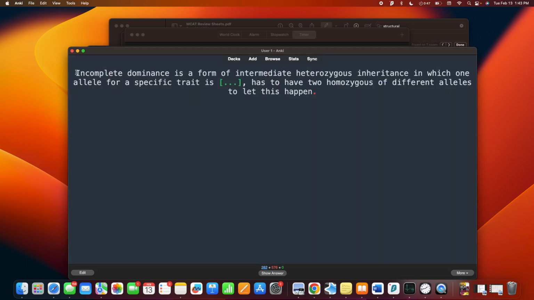Incomplete dominance, like getting green from the blue and yellow alleles, is a form of intermediate heterozygous inheritance in which one allele for a specific trait is not fully dominant, and you have to have 2 homozygous of different alleles to let this happen.